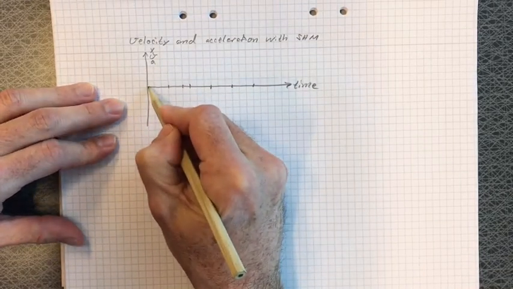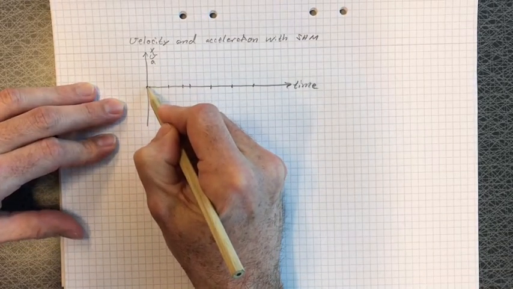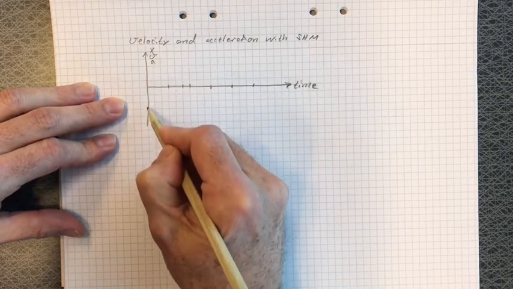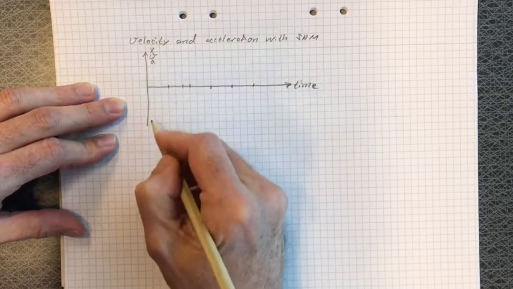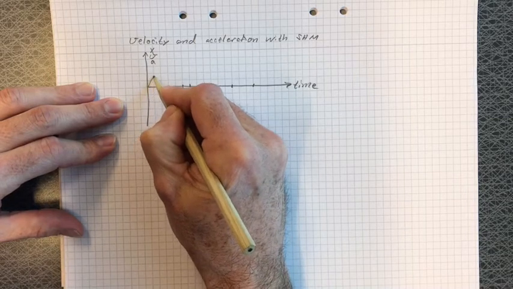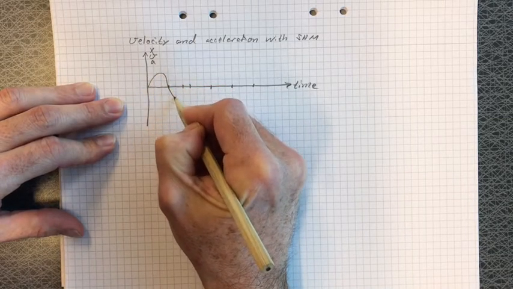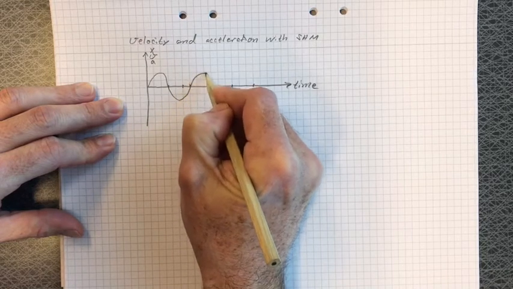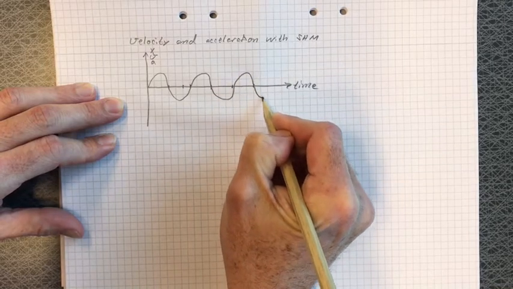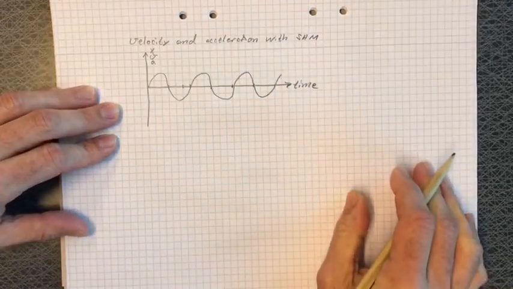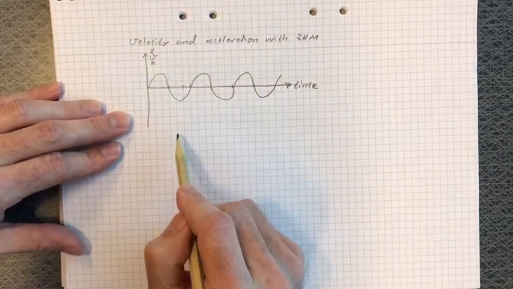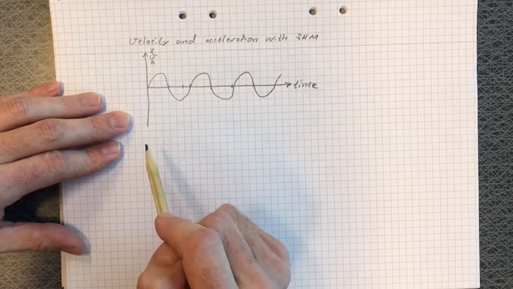So the object that, for instance, is attached to a spring and goes up and down like this, you could describe it with the sine curve. It will look something like this. It goes up and it goes down. It goes up and it goes down. And you see this typical sine curve like a snake. And this is the graphical representation of the motion, the displacement.